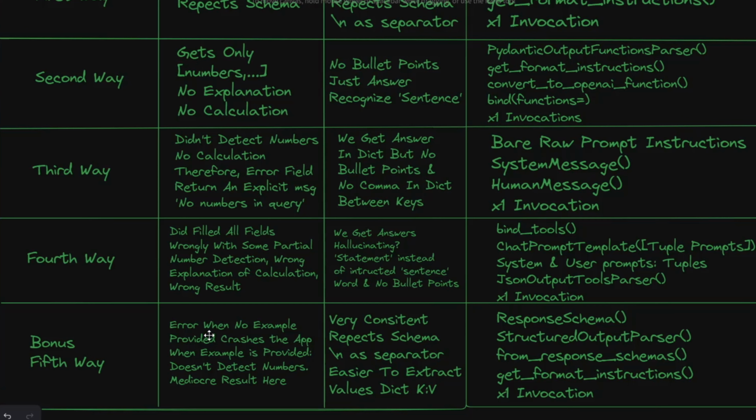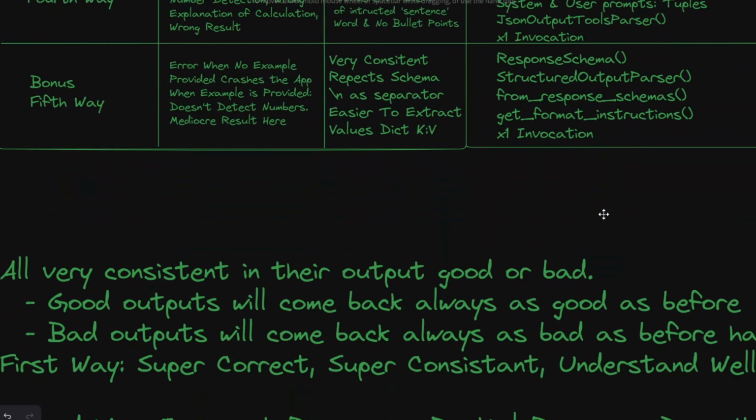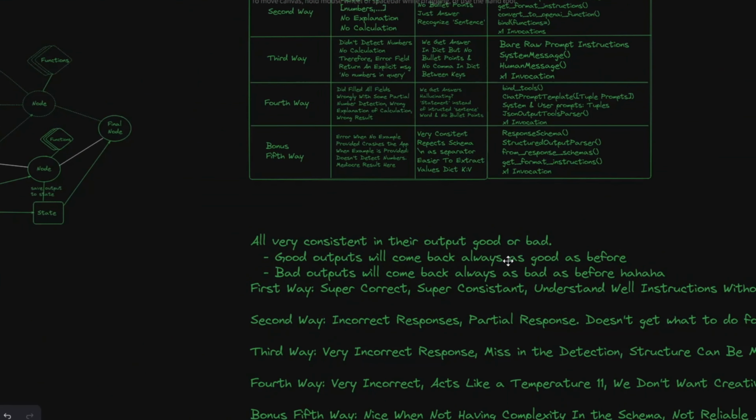For the bonus fifth way, an error when no example is provided crashes the app. When an example is provided, it doesn't detect any number. It's a mediocre result. Very consistent, it respects the schema as a separator, so it's easier to extract the values in a dict. That was the bonus fifth way.